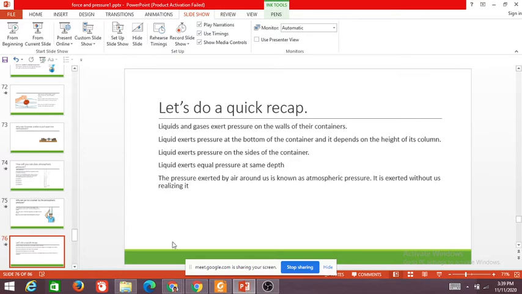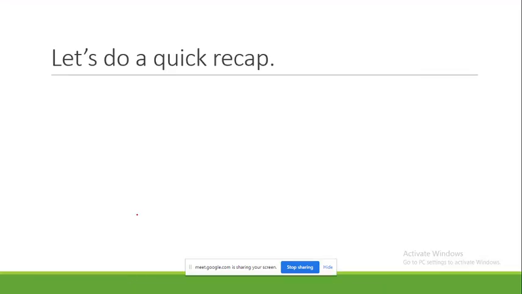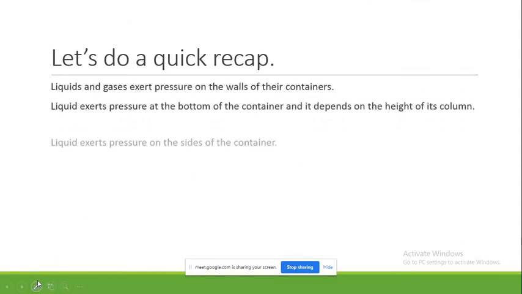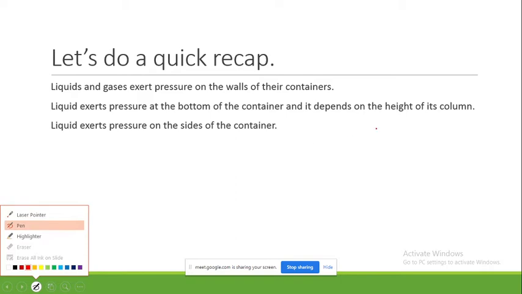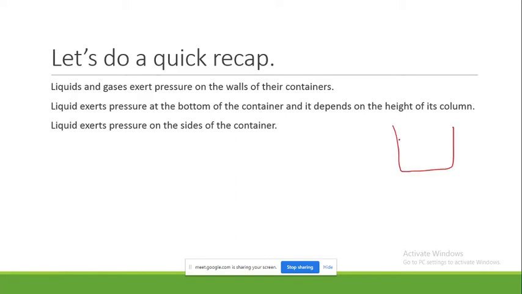So if I have water like this in a container, and I take a point here and here, they are at the same level. I am taking this as point A and this as point B. So at A and B, the pressure exerted will be the same because they are at the same level. If I have a point C here, the pressure exerted by the liquid on the walls will be different. At A and C, it will be different, so they are not at the same depth. Okay.